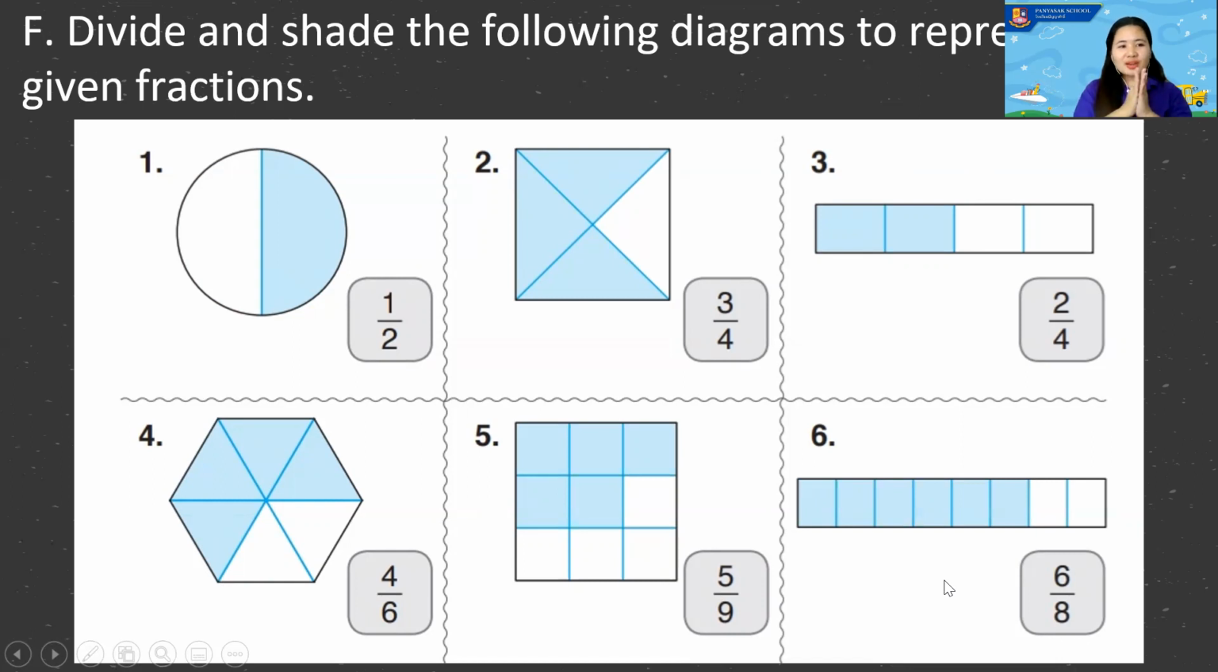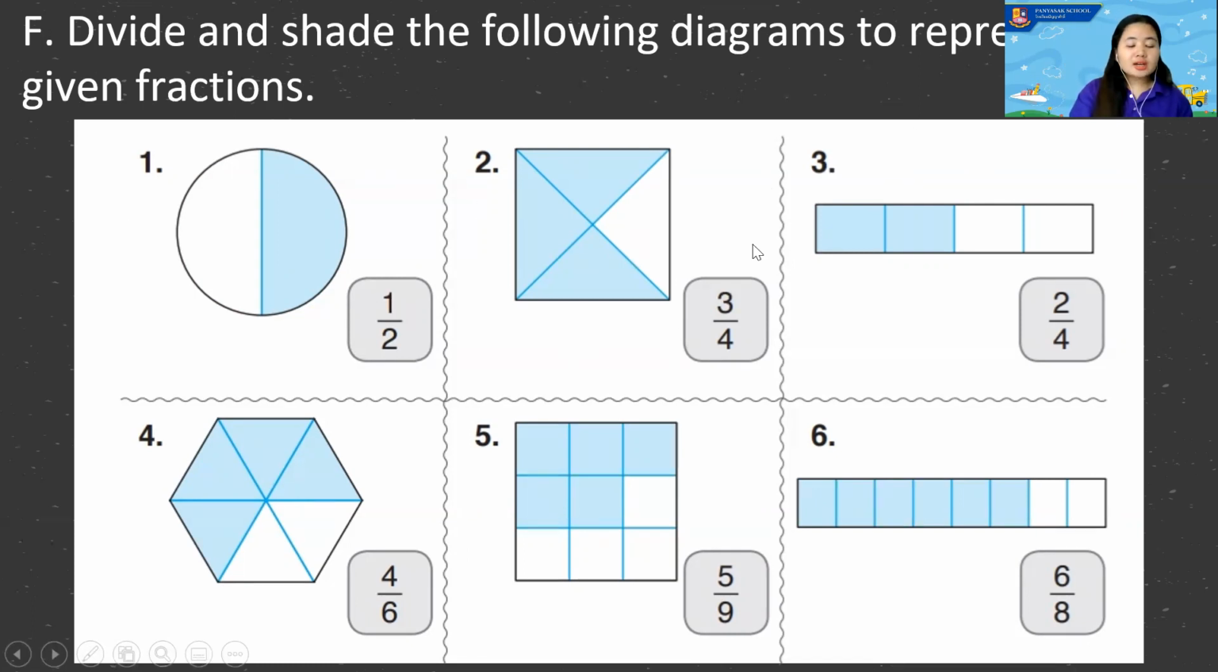Okay. Very good, everyone. So in letter E and letter F, you have to color and you have to draw. Again, always remember that the denominator, the number below, is the total. And the number at the top, or the numerator, is the shaded parts. Those with black color or blue color or gray color. Okay, so that's it. Thank you.